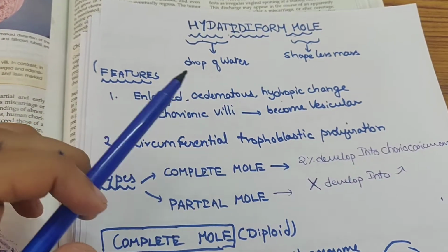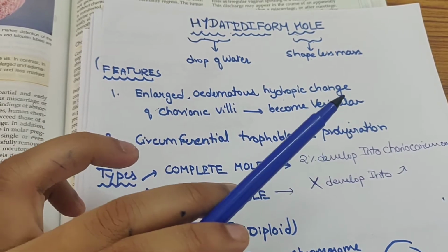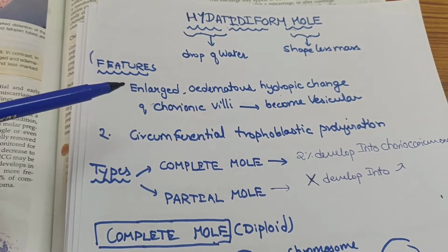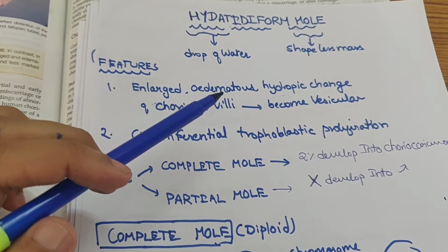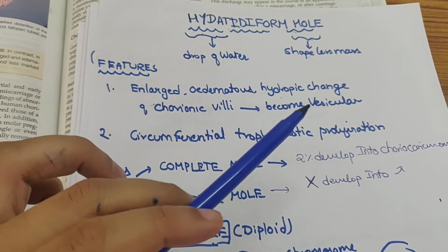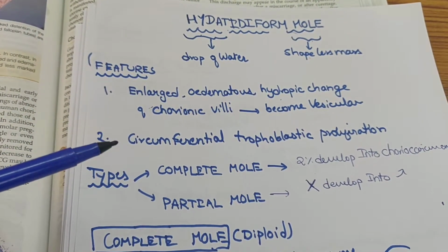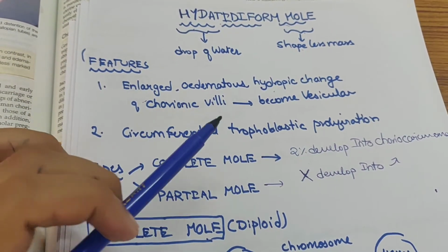This video is about the Hydatidiform mole. Hydatidiform means a drop of water and mole means shapeless mass. So coming to the features of the Hydatidiform mole, they have chorionic villi which are enlarged, edematous and hydropic. Change is seen in these villi and they become vesicular. And also there is circumferential trophoblastic proliferation around these villi.